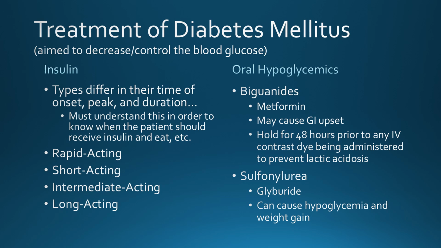All right, and then we have our sulfonylurea class. Our prototypical drug for this is glyburide, and this increases insulin that's released by the beta cells. So it's not an insulin supplement, but it helps to increase the insulin that's being released by the beta cells of the pancreas. Hypoglycemia and also weight gain are common side effects of that.